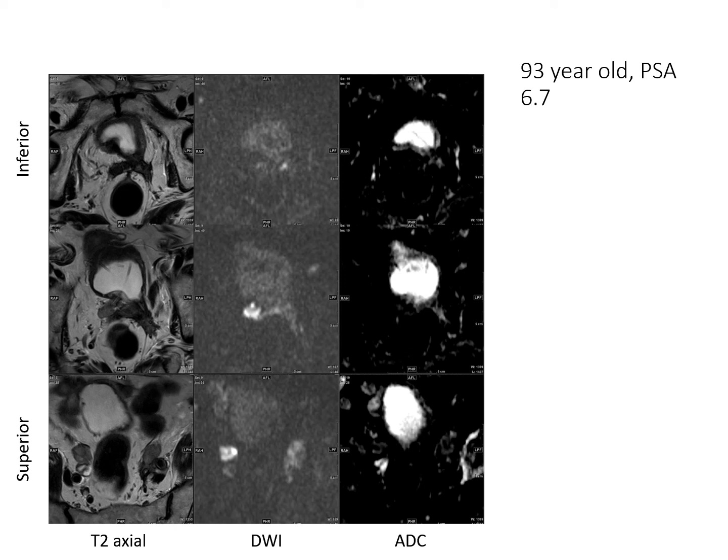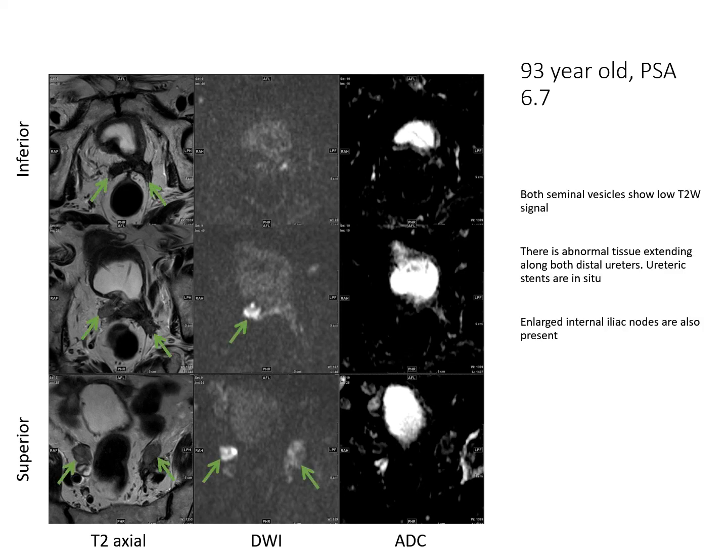So this is another case where again this is a more advanced case. You've got different slices through the level of the bladder, seminal vesicles, and higher up in the pelvis. T2, diffusion, ADC. And you can actually see that the seminal vesicles are involved. It's actually even going along the ureter, and you've also got enlarged nodes in the pelvis. So this is a more advanced case.